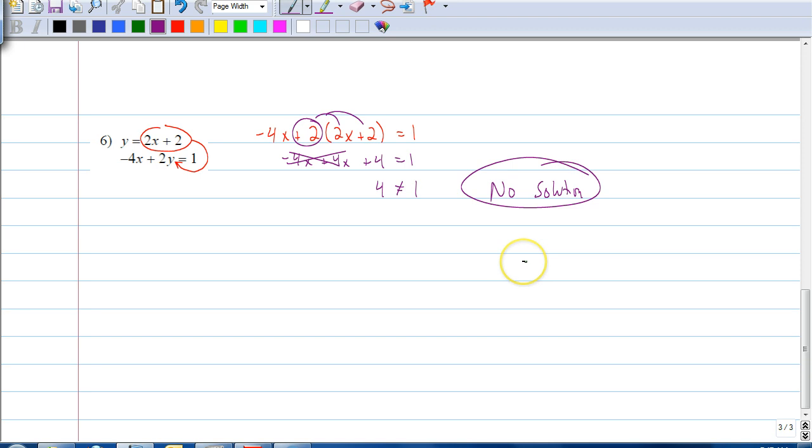Okay. So hopefully you have an idea of how to use substitution now to solve a system. And good luck on that assignment.